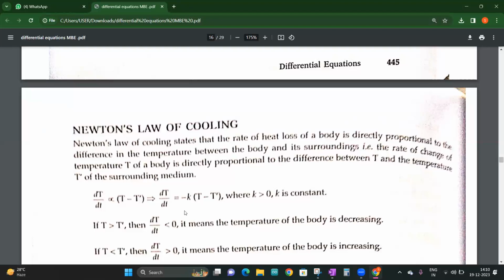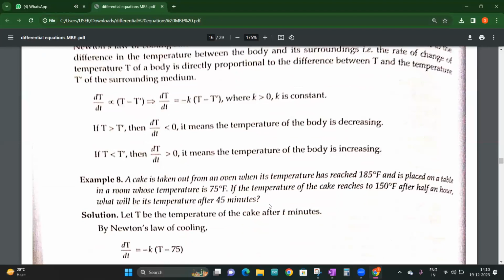Remember this equation. The question is regarding temperatures, so you should use this technique. dT by dt is equal to minus K into T minus T dash. Okay, why minus K? Minus K because the temperature is gradually decreasing its value. So that's why it should always be indicated with a negative sign. That means it is decreasing. Okay. So this is the concept.